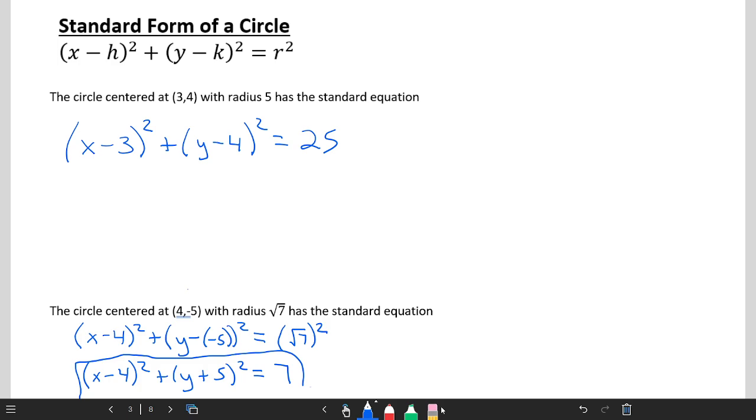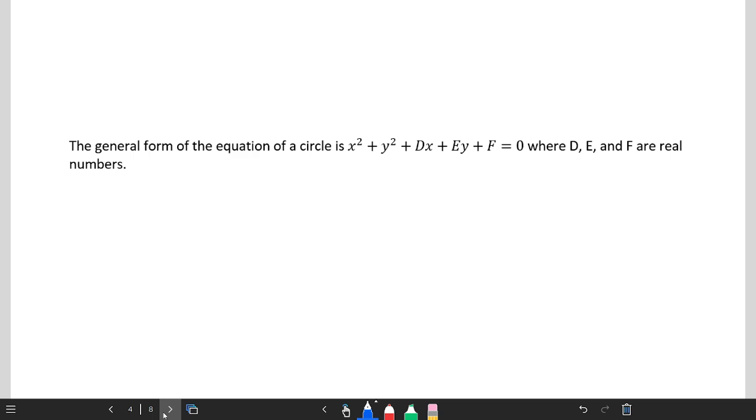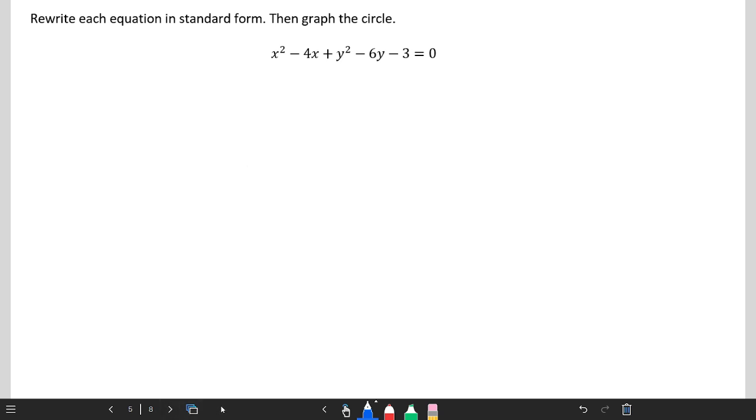Now sometimes the equation's not given in standard form. Sometimes it's given in general form, which is what we see here. So basically everything's been expanded out, and the radius squared has been brought over to the left side, and it equals 0. That's not super helpful when we want to graph it. We need to know the center and the radius in order to graph it. So if we have the equation in general form, we're going to start by rewriting it in standard form. And to do that, we're going to use a process called completing the square, which we have done before with quadratics.